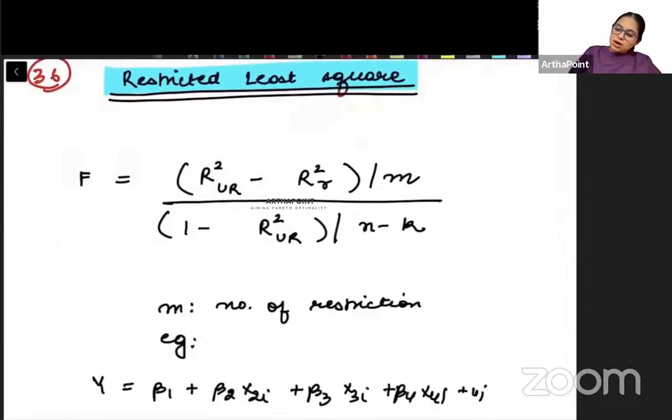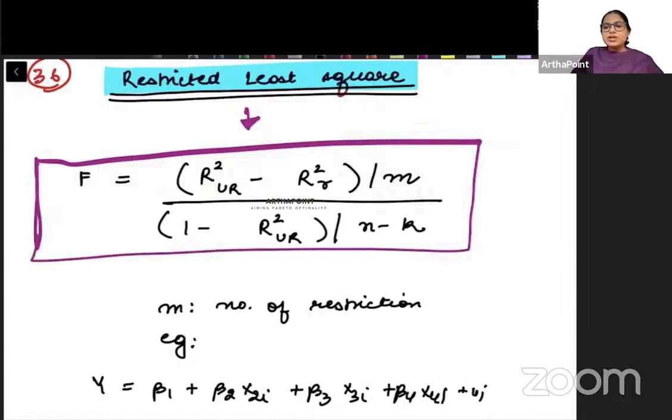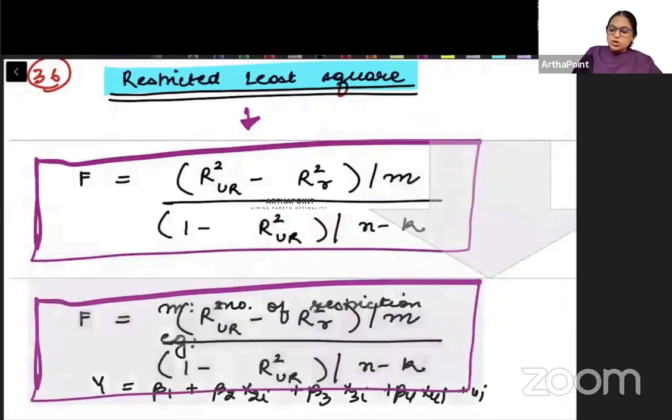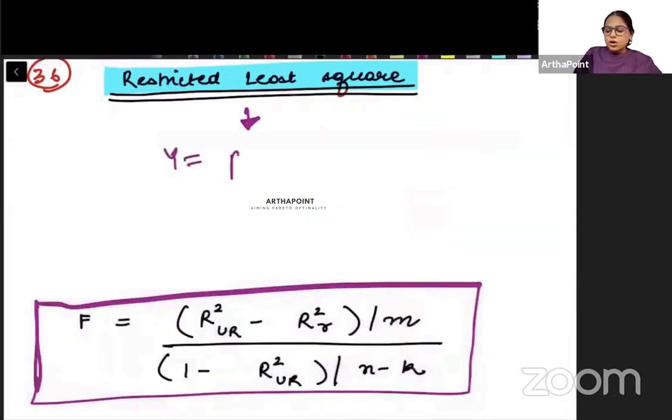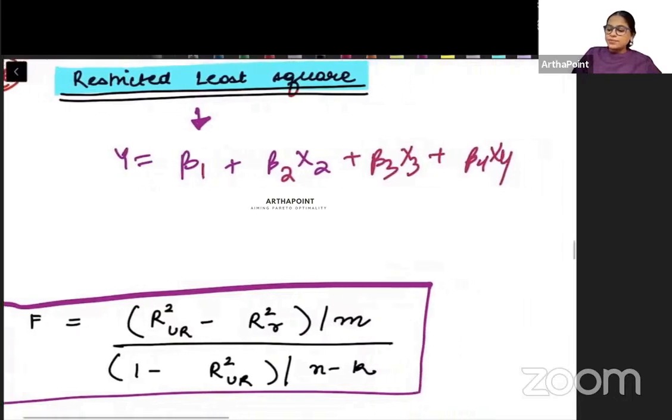Okay, now let's talk about restricted least square. तो restricted least square का formula is this beta. Restricted least square means जब हम कुछ restrictions impose कर देते हैं. So for example, if I have my model y is equal to beta naught plus beta 1, let's take beta 1 here, it's easy, beta 1 plus beta 2 x2 plus beta 3 x3 plus beta 4 x4 plus ui.